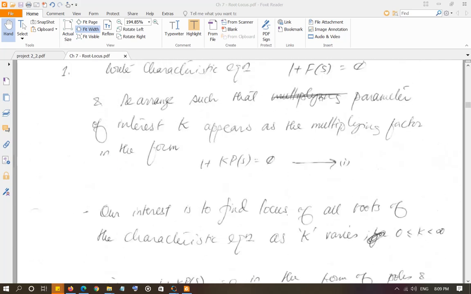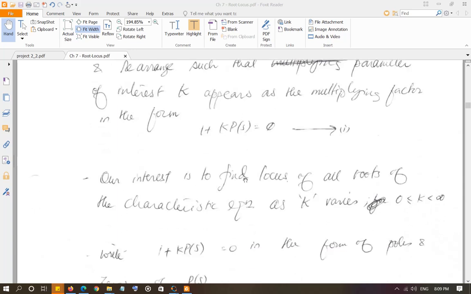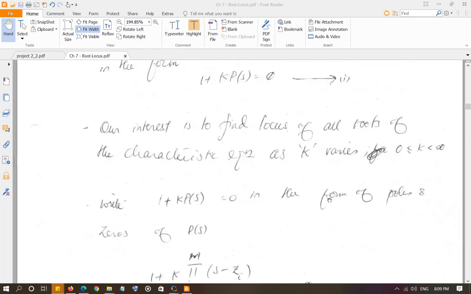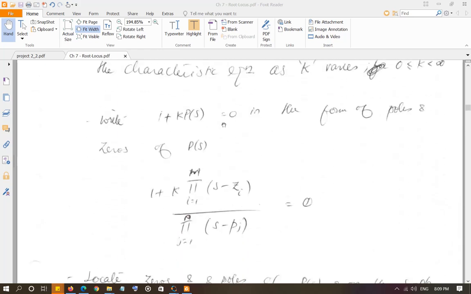So we arrange the equation such that k appears as a multiple of a polynomial. We're calling this polynomial ps, or js, whatever you want to call it. So the basic idea is, again, find the locus of all roots of the characteristic equation as k changes from 0 to infinity. We write 1 plus kps equals 0 in terms of 1 plus k times the product of all the zeros divided by the product of all the poles. So a polynomial in fractional form, or loop gain rather, in fractional form.